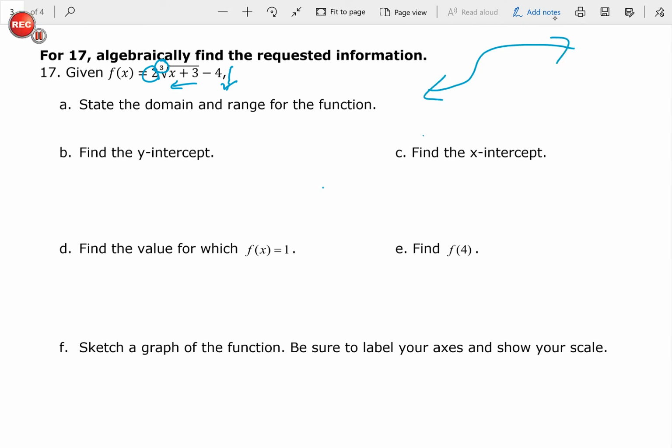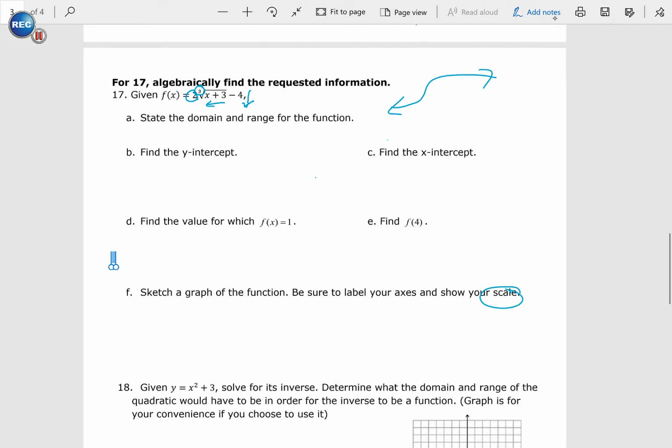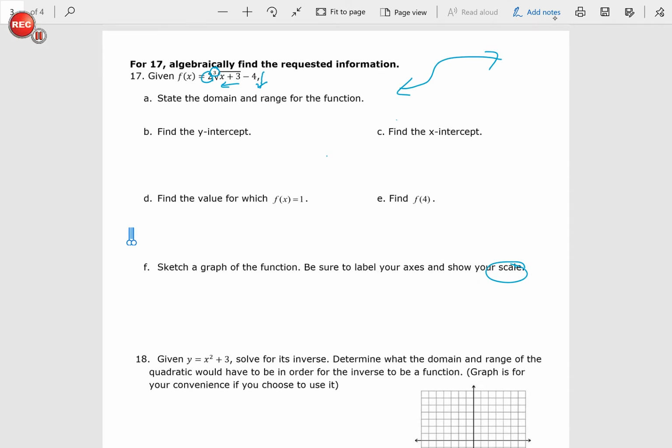All right. So before I start answering all of these questions, what I'm going to do first is go down to letter F, and it says sketch the graph of the function. Be sure to label your axes and show your scale. Because it's asking me to show my scale, I'm going to create some values here before I start sketching this out. So I have x and y, and because I'm working with a cubic, I want factors that will cube out, like 1 outside of this radical. 8 is a good number.